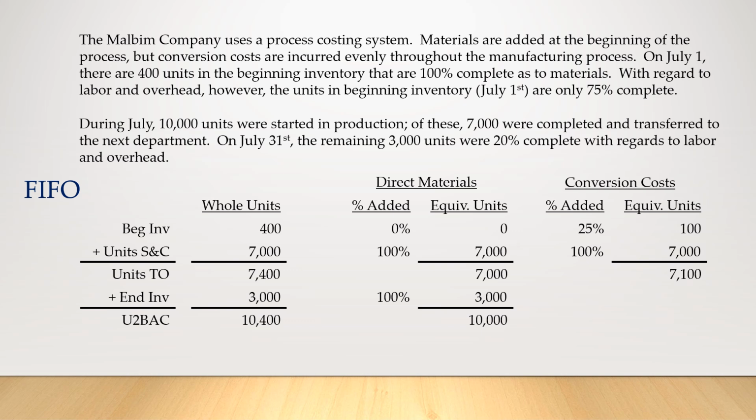Finally, ending inventory is 20% completed with regards to conversion costs. So what percent of those costs were added this period? 20%. Ending inventory is 20% completed, and we started working on this inventory this period. So that 20% is what we added this month. Total equivalent units to be assigned conversion costs is thus 7,700 units.